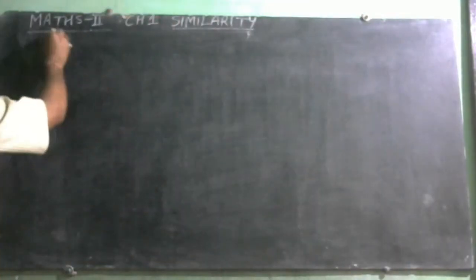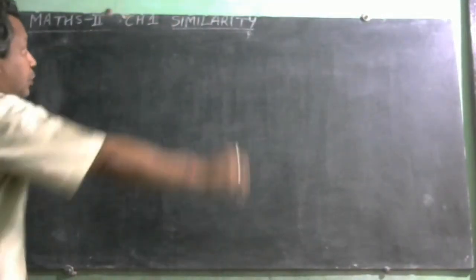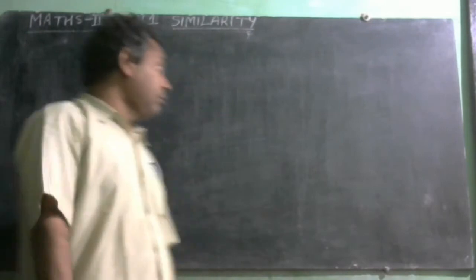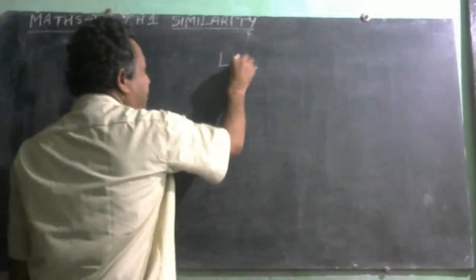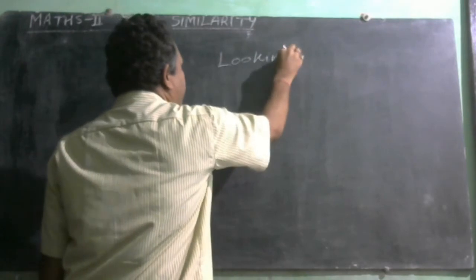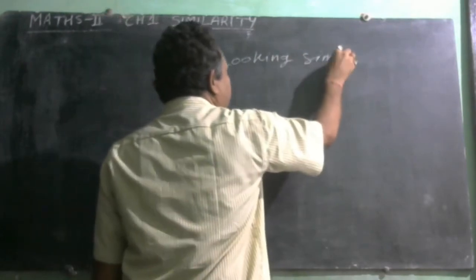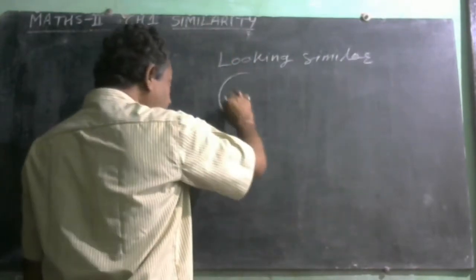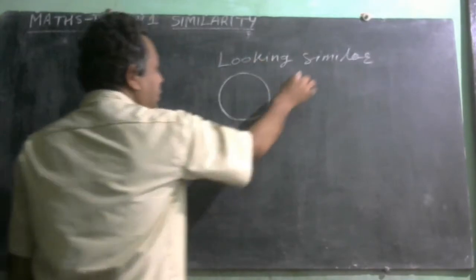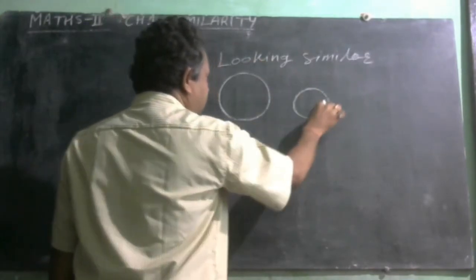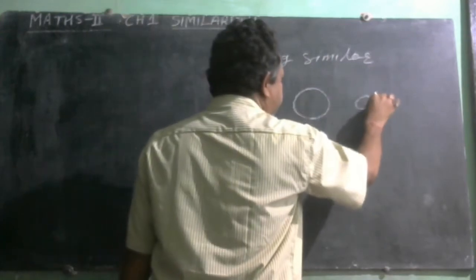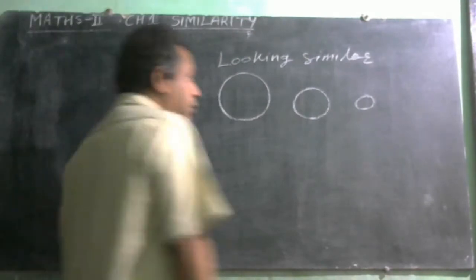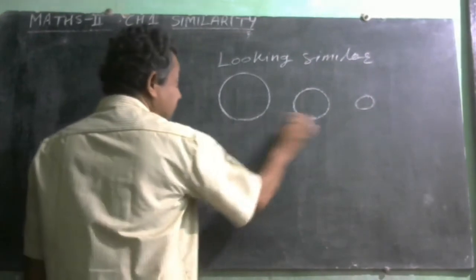Today we have to start Maths 2, Chapter 1, Similarity. Similarity means looking similar. Looking similar. That means all circles are similar. All circles are similar as they look same.